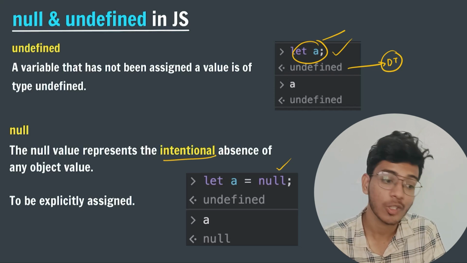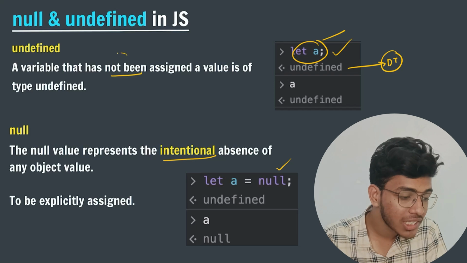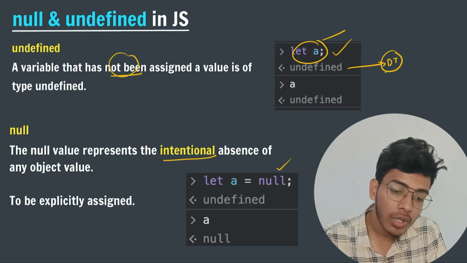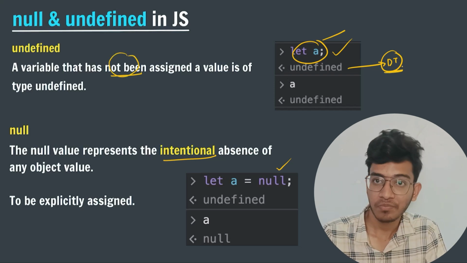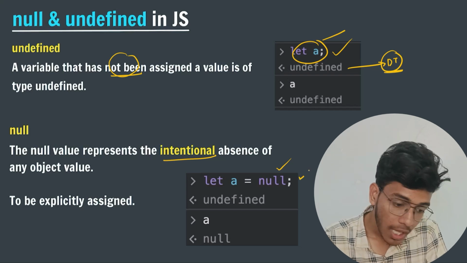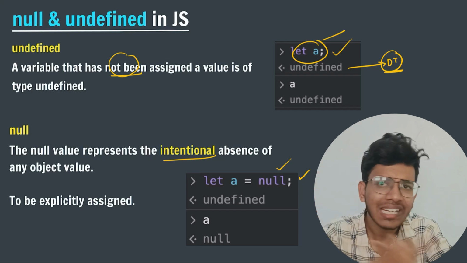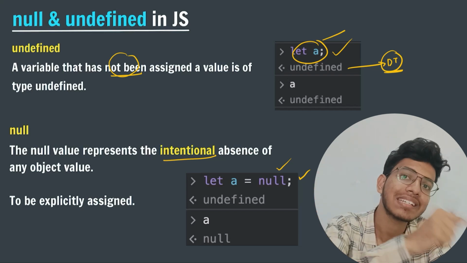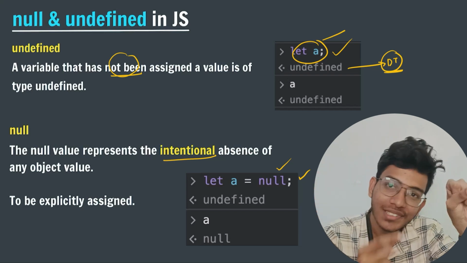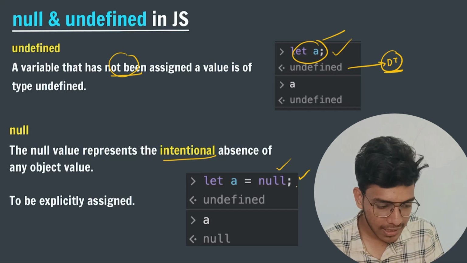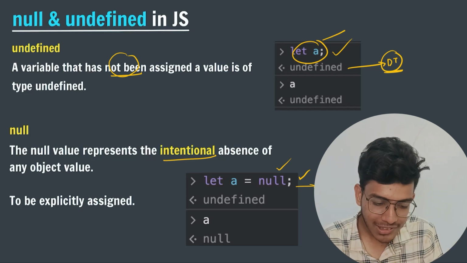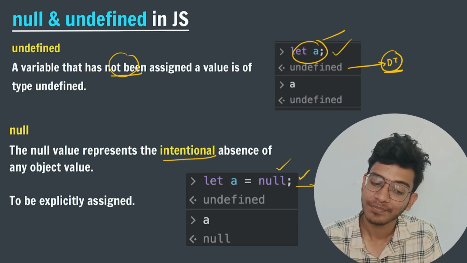Okay, I hope I have understood. Here, because there is no assignment, there is an ambiguity. But here I am intentionally assigning null to this variable. It means that I don't want anything in this variable. And what is the data type of this variable? The data type of this variable is null.